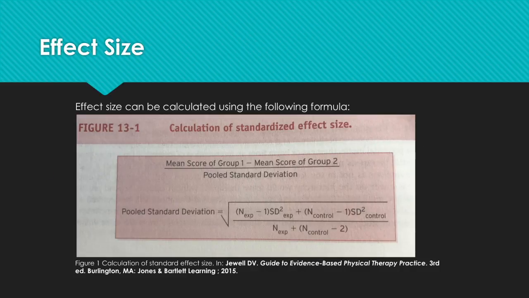The effect size can be calculated using the following formula: mean score of the first group minus the mean score of the second group, all divided by the pooled standard deviation.